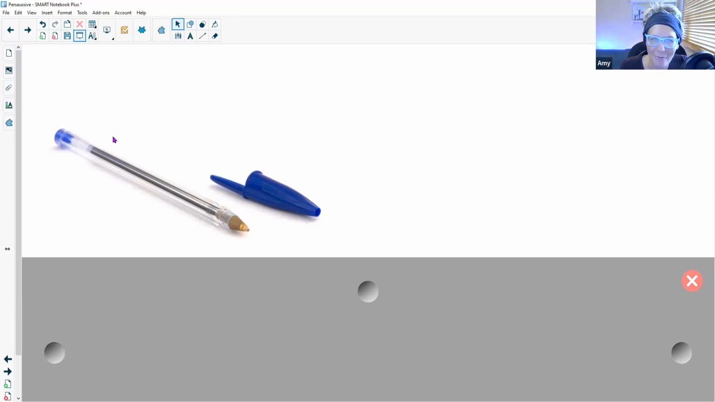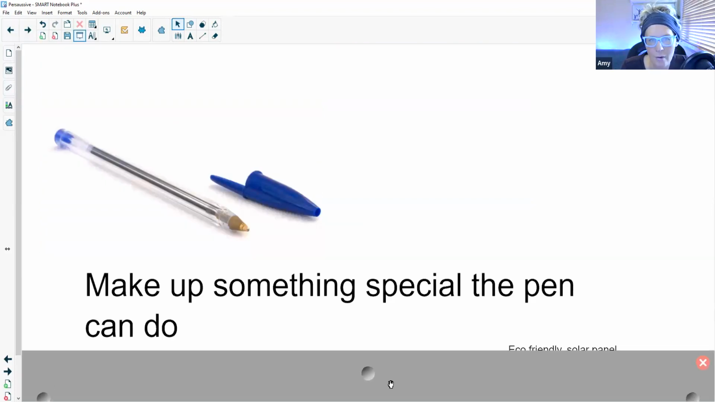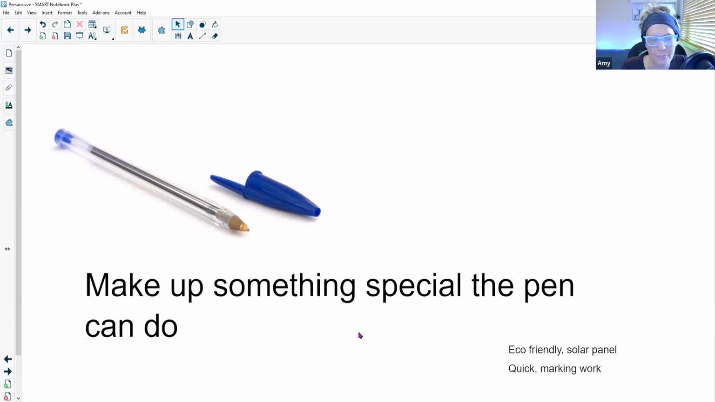It's a very regular biro, so we had to remind ourselves of these persuasive devices that we could use to try and sell someone this biro, and perhaps even help ourselves by making up something special that this pen can do. We talked about self-marking books, or that it was eco-friendly, this kind of thing. The children worked really well in groups. We did not have time to feed back in the lesson because the lesson's just 40 minutes. So this is something that the children are thinking about over the next week. And then when we meet again, we'll feed back and perhaps do a little bit more on it.